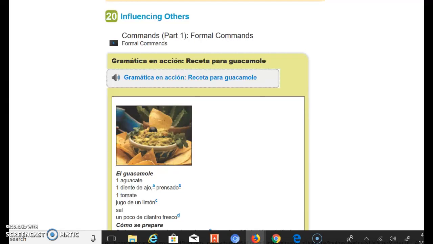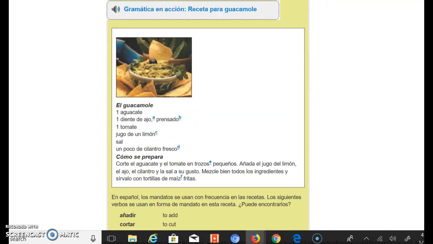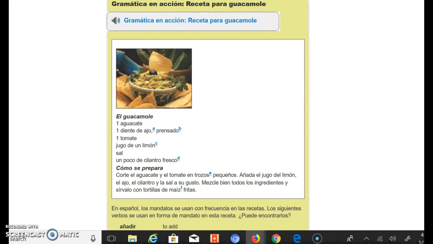In Chapter 7, we have the formal commands, influencing others. And so here's an example: a lot of times commands are used in recipes, recetas. For example, el guacamole necesita un aguacate, un diente de ajo, un tomate, etc. And then here are the commands in the part where it says cómo se prepara, how is it prepared.